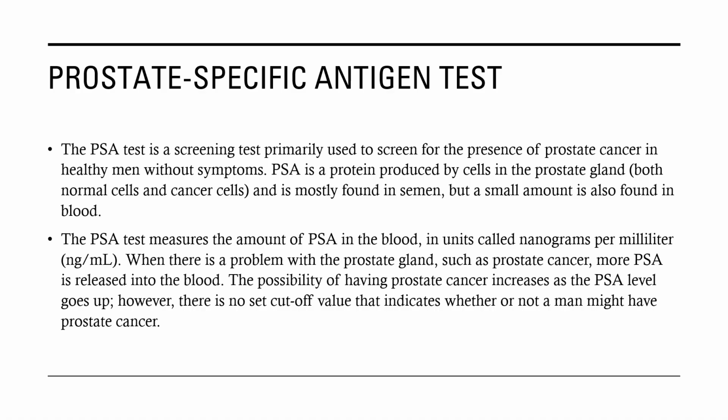Our PSA, this is a protein produced by cells in the prostate gland, both normal and cancer cells, and is found mostly in semen, but a small amount is also found in the blood. So this is going to be a blood test. The PSA measures the amount of PSA in the blood in units called nanograms per milliliter, or ng/mL. When there is a problem with the prostate gland, such as prostate cancer, more PSA is released into the blood. The possibility of having prostate cancer increases as the PSA level goes up. However, there's not a set cutoff value that indicates whether or not a man might have prostate cancer.